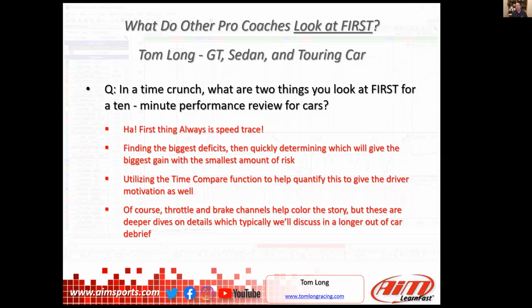But here, what do other pro coaches look at first? And Tom Long, who was an apprentice in my shop in 1997 and 98, went to the SCCA driver school here in 2001, and I was his chief instructor at VIR.